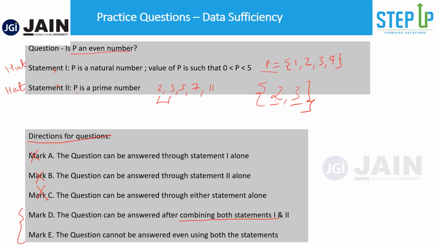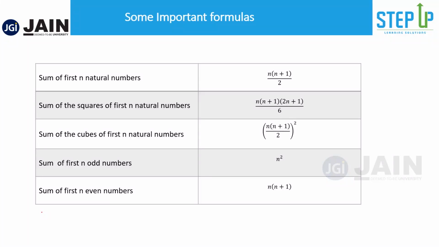Can I say is P an even number? I cannot say, because 2 is even, 3 is odd. So that means even after joining the two statements, I cannot say. So I'll mark the option E here. Now, very, very simple, but this is a pure question on, let's say, your numbers, and it used the data sufficiency format.